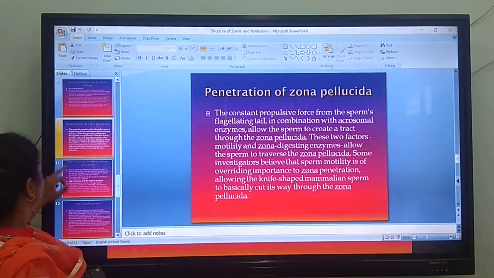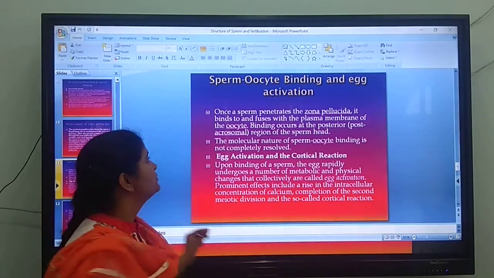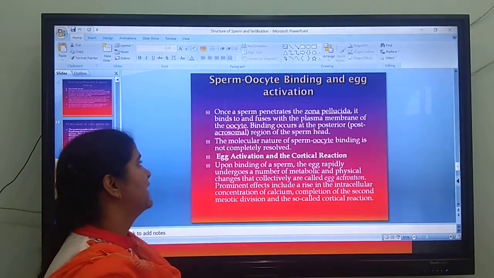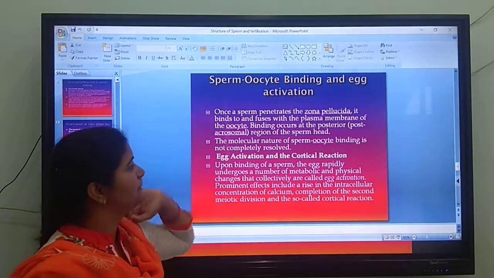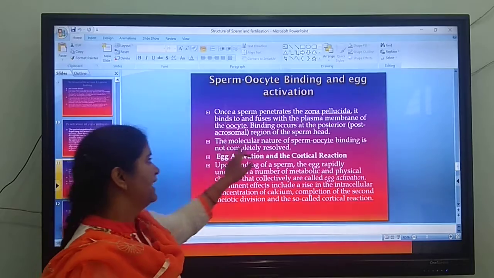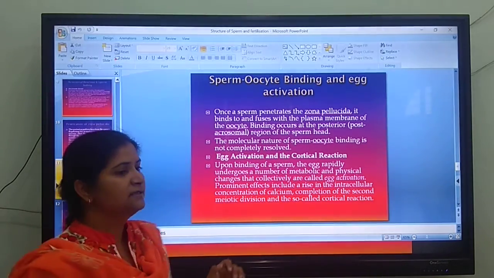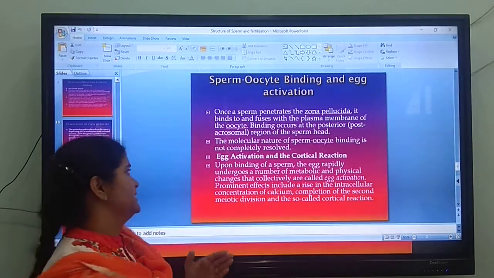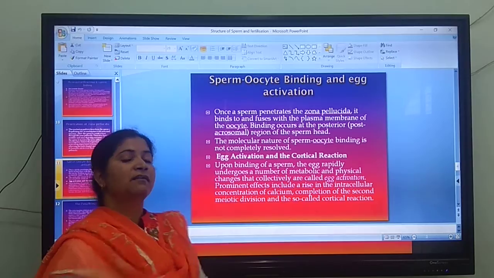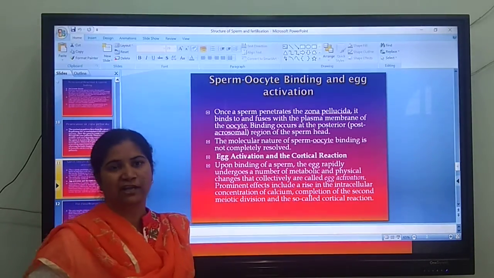Now, next, sperm-oocyte binding. If the sperm has crossed the zona pellucida, now both the cells will bind. Once the sperm penetrates the zona pellucida, it binds and fuses with the plasma membrane of the oocyte. Binding occurs at the posterior acrosomal region in the sperm head. This means both cell membranes will bind, and egg activation will occur now. Egg activation is also known as the cortical reaction.